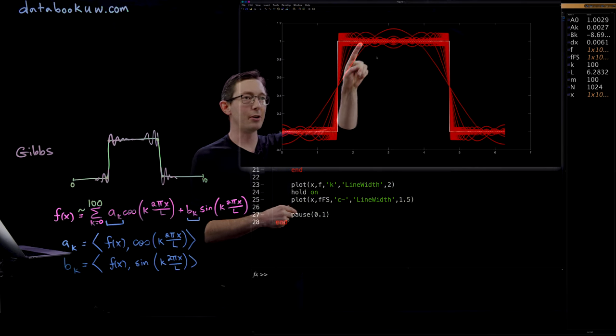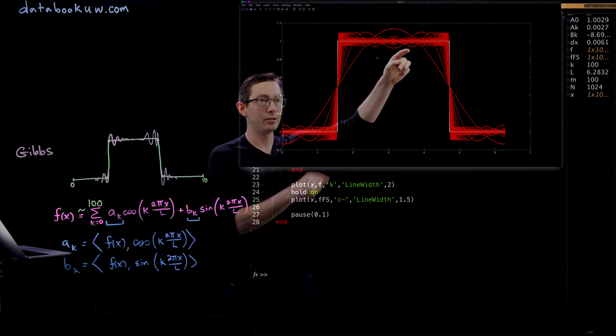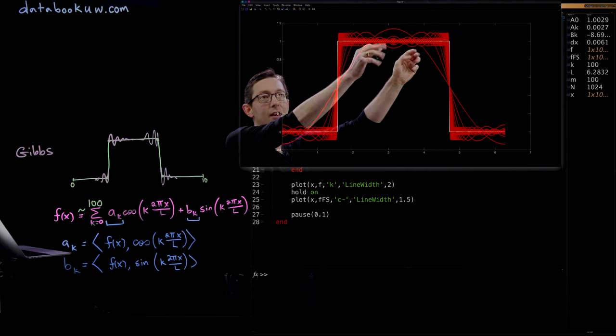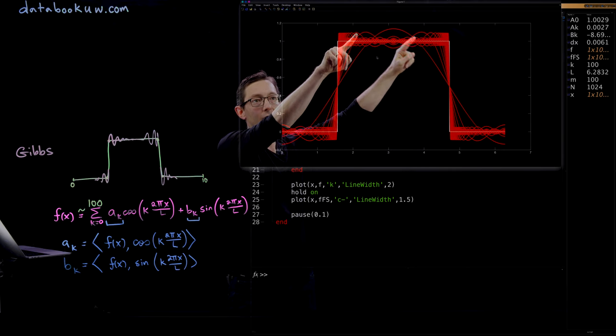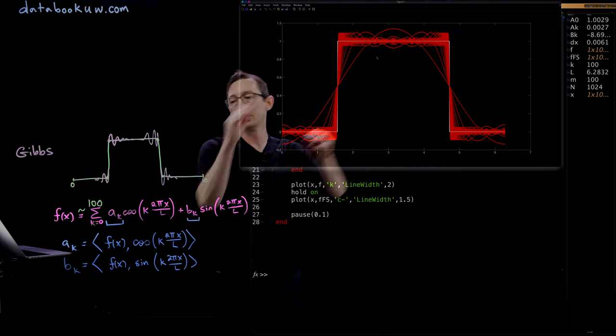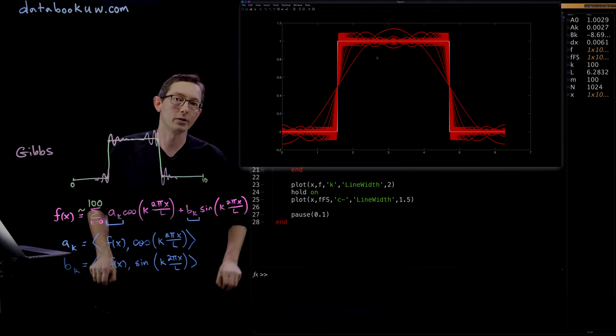Okay, so the first mode is just kind of this bump in the middle, and then as you add modes, they're canceling out to make it flatter and flatter on the top, but then that concentrates the ringing in these corner regions.